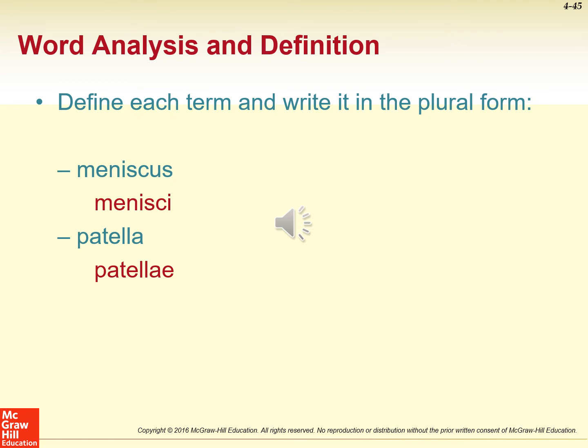So the plural form of meniscus is menisci. Meniscus comes from the Greek word for crescent, right? So it's a disc of cartilage between bones of a joint. In this case, the knee joint, the plural form, menisci. Patella, right? The plural form, patelli. Okay, patella comes from the Latin for small plate. It's a thin circular bone in front of the knee joint, embedded in the patellar tendon. The plural form is patelli.